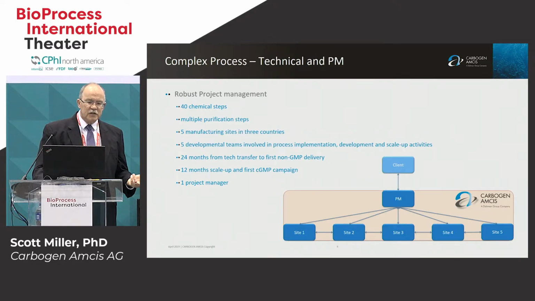And the next slide, I just have an overview of how this is managed. So we have 40 chemical steps. We have multiple purifications in the synthetic as well as in the conjugation steps. You have manufacturing at 5 different sites in 3 different countries. 5 development teams involved in this. About a 2-year delivery timeline. 12 months work for scale up, and 1 project manager. A lot of interaction between technical teams, a project manager, and a customer. So this is an example of how complex these projects are.